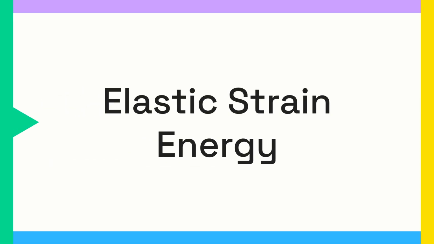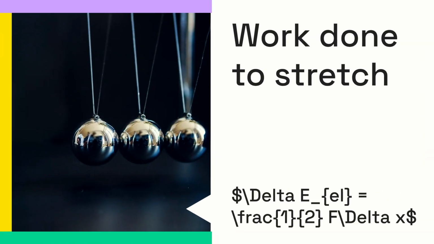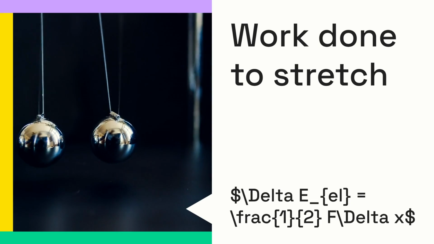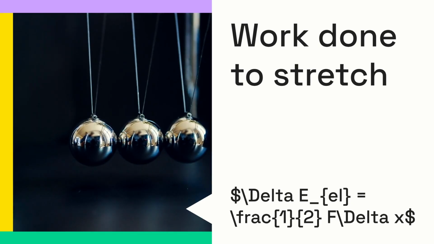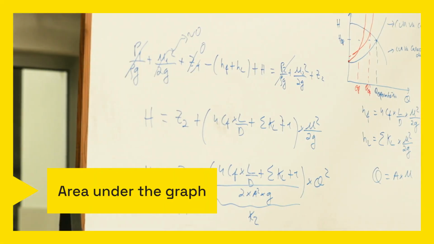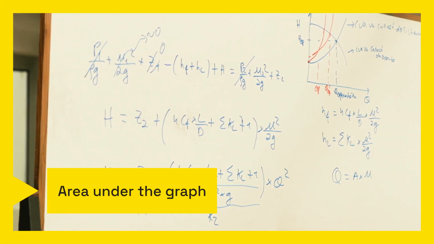When you stretch or compress a material, you are doing work. Where does that energy go? It's stored as elastic strain energy. The work done to stretch a material is stored as elastic strain energy, following the formula shown here, provided the relationship is linear. On a force extension graph, this energy is simply the area under the line.